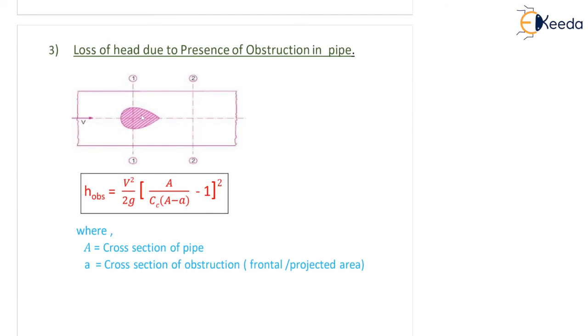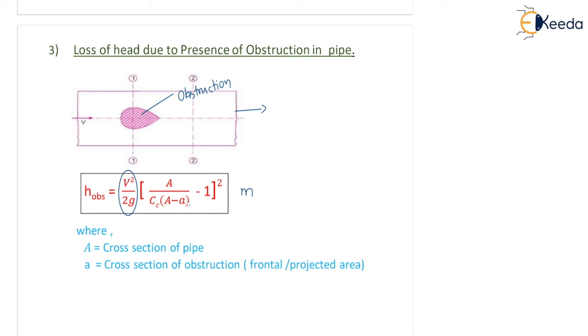So you can see the solid obstruction in the pipe, and this is the flow direction, with section 1-1 and section 2-2. H obstruction is given by, again, the velocity head V² by 2g, the same thing as I told you, into some coefficient. What is that? (A/(Cc·a) − 1) whole squared, in meters. V² by 2g is the velocity head, you know that.